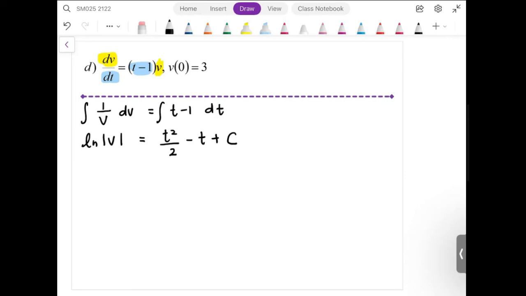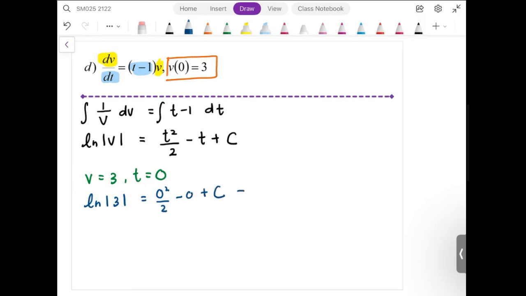Okay. Because we have initial condition, now we have to find value of C. So, maksudnya kat situ, saya rasa semua orang reti baca kan. v of 0 equals 3 ni maksudnya apa? So, itu maksudnya when t equal to 0, v is 3. Okay. Substitute that in order to find C, now we would have ln 3 equal to 0 squared over 2 minus 0 plus C. So, dia tak tulis pun tak apa. Nampak dah kat situ obvious dia 0. So C is basically ln 3.